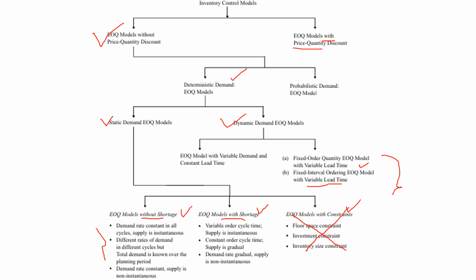And one more thing we have to discuss is the EOQ models with price quantity discount. So these are the models we are going to discuss: in the static, without shortage and with shortage. In the dynamic models, we are also discussing the EOQ model with variable demand and constant lead time, and also the EOQ model with price quantity discount. So this is the broad classification of the inventory control models.